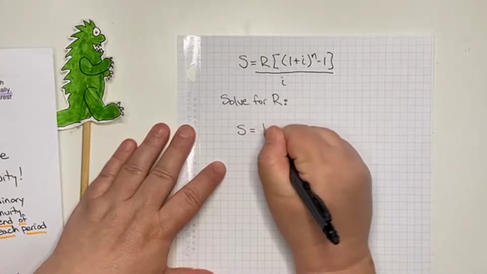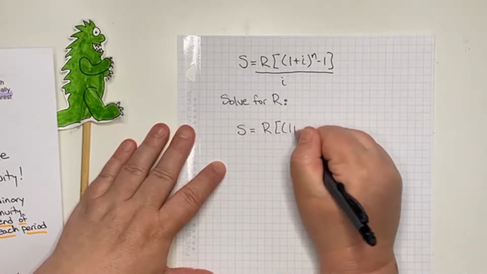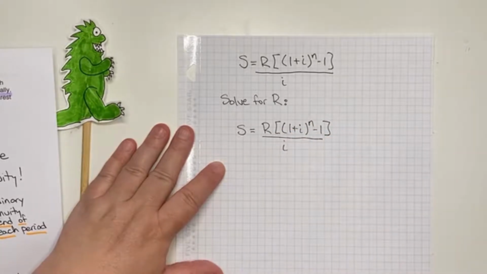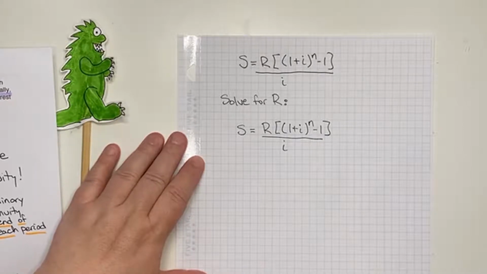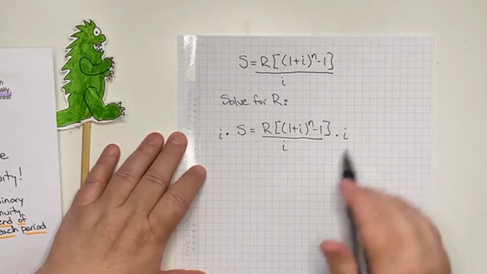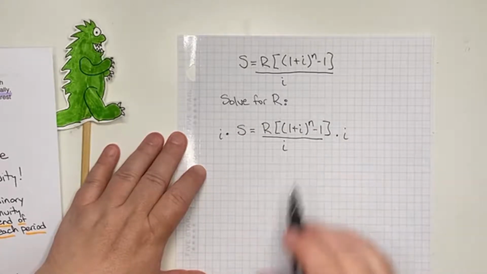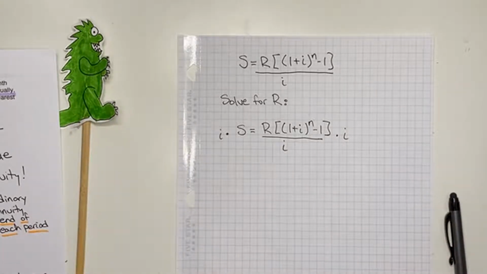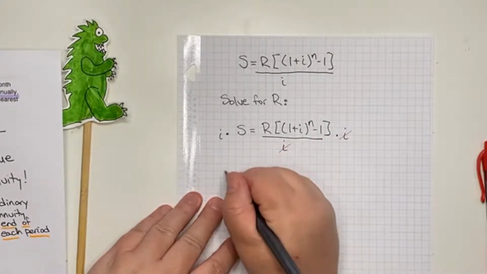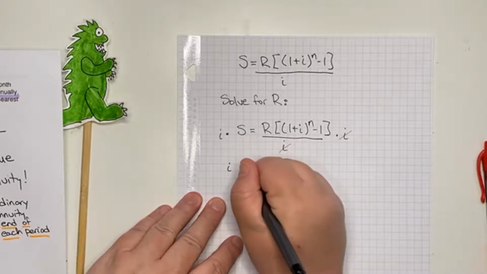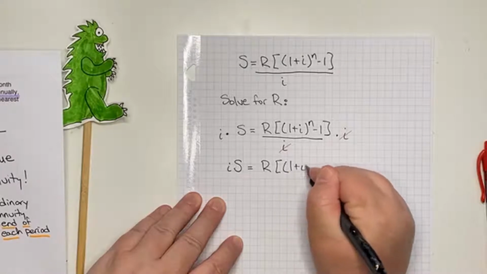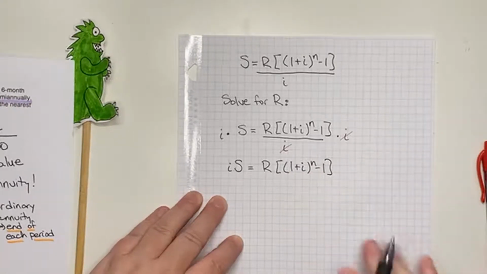Well, if I have S equals the R times this big old numerator all over I, the first thing I could do is clear fractions. So I could multiply by I on the left, and I could multiply by I on the right. I did it on the right because I didn't leave enough room here. And then these two I's cancel. So basically I'm clearing fractions. So then I get I times S equals R times the big old numerator. Okay, so far so good.